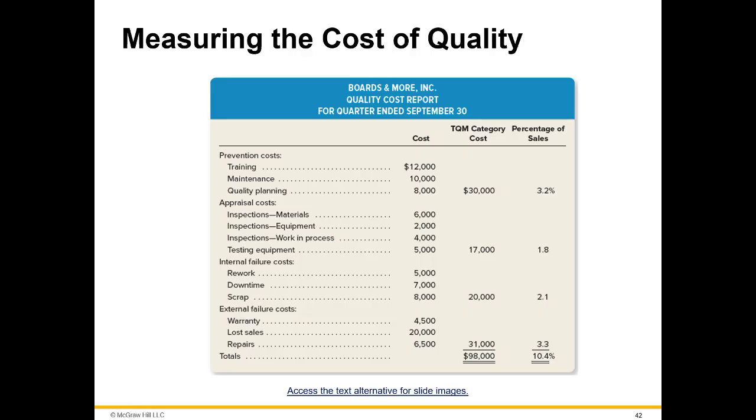Okay, so back to Boards and More. Here are the 4 types of costs: our prevention costs, our appraisal costs, our internal failure costs, and our external failure costs. And you can see how those are summed up in each of those. So here's the sum of each of those, and here is the percentage of sales. So here's how much of our costs, our cost of goods sold, is essentially costing us. So 10.4% of sales. That's what is spent on this. And the question is, can we reduce that?